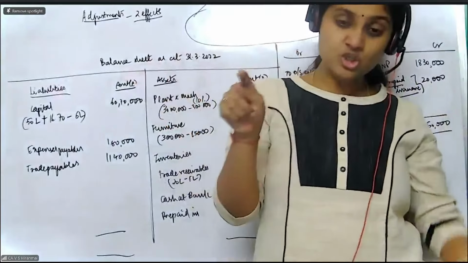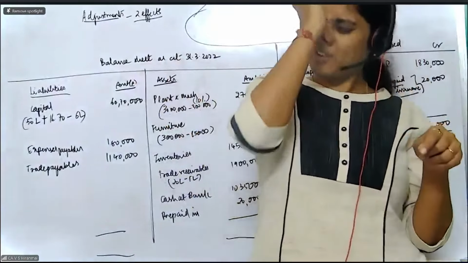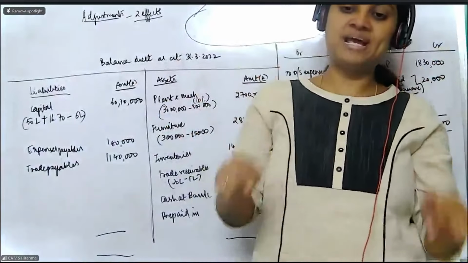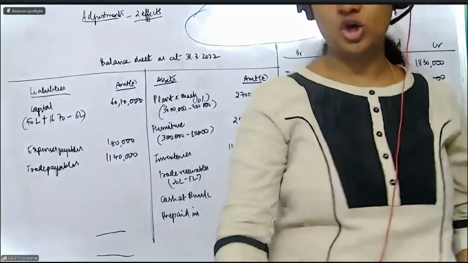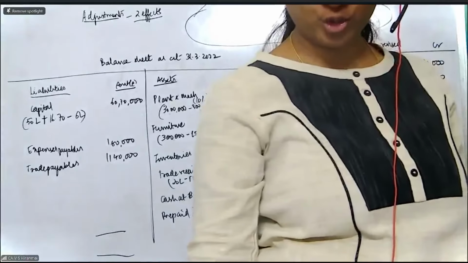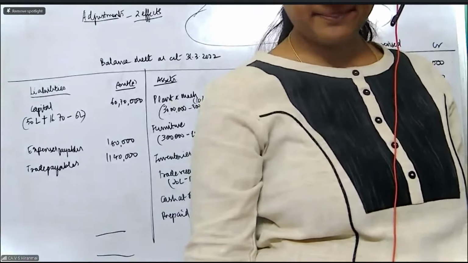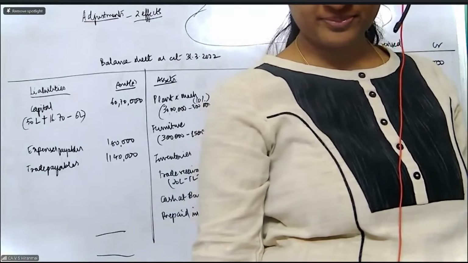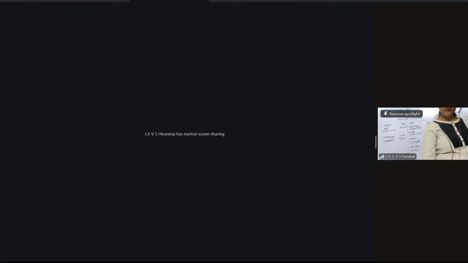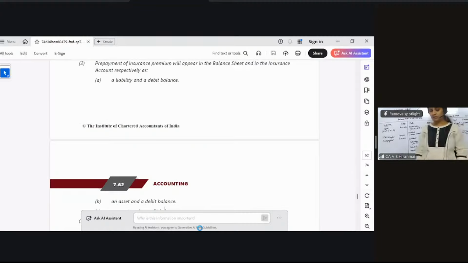But in the insurance account, you are subtracting it, no? So from the expenses, you are reducing it. So it will have a credit balance. So the option for that question number 2 is C. Everybody with me? Question number 2, option number C.